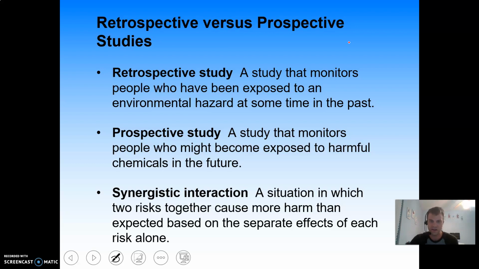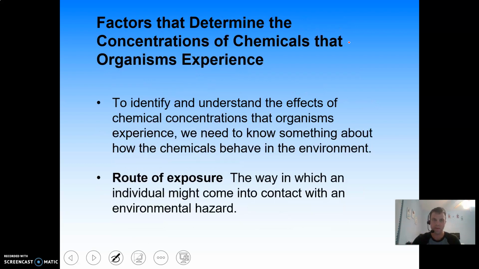And a synergistic interaction is a situation in which two risks together cause more harm than expected based on the separate effects of each risk alone. So sometimes chemicals can actually combine together and produce a worse effect than if you just had those two chemicals separate. They can work together basically to produce more harm.